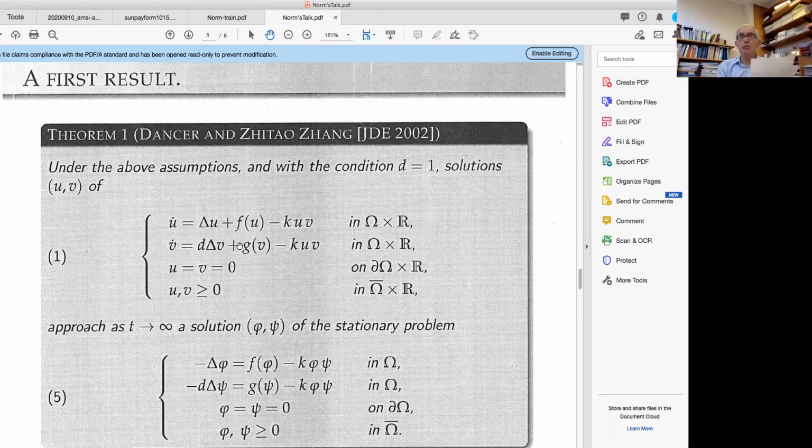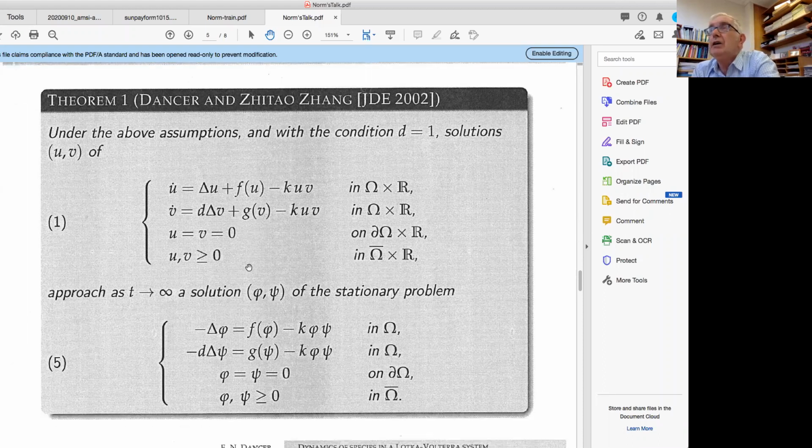That's right, yeah. Now, I want to talk here about two theorems. And the first one is a theorem with D equals 1, is that this is an old theorem. It's me with Zitao Zhang in Journal of Differential Equations in 2002. This was actually done when Zitao Zhang was a postdoc of mine in Sydney. So it's good. And this is saying if the case D equals 1, that under very general conditions, the solutions that are a problem for D equals 1, I stress, approach stationary solutions under those assumptions we have.